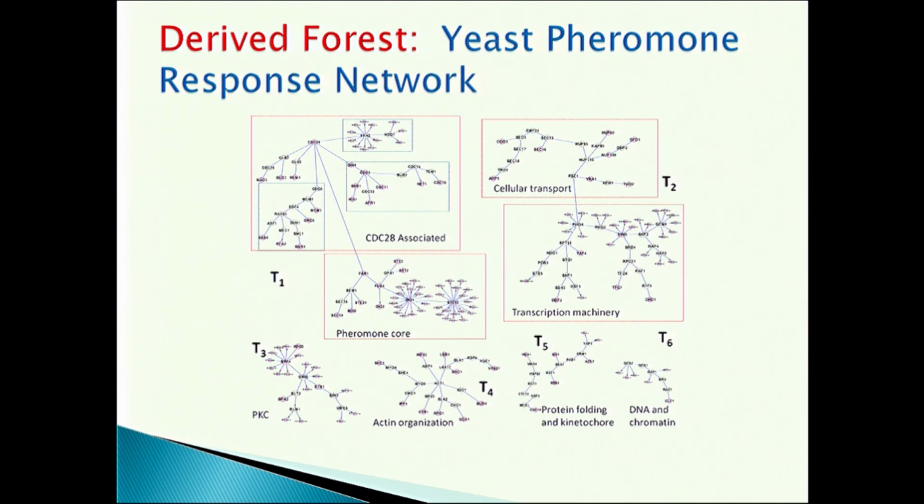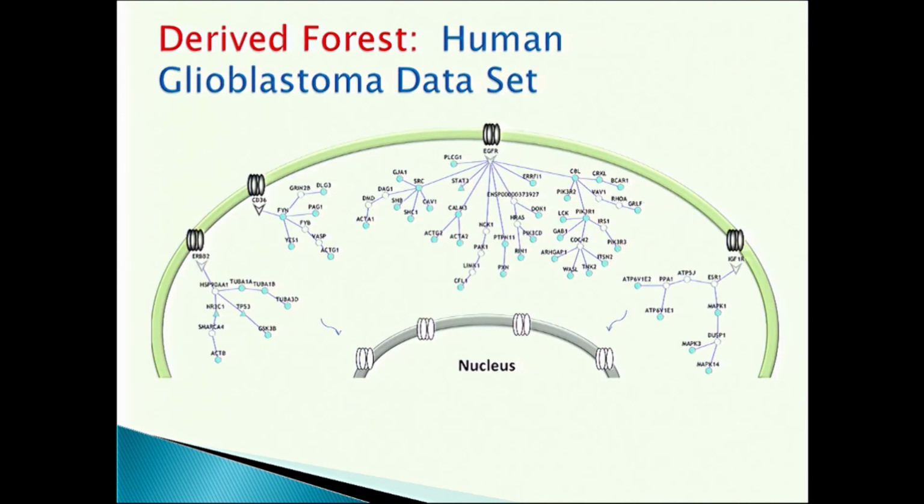Did this again on yeast. We got these very interesting pathways. We did it on glioblastoma. The EGFR one is the pathway we had found before, but we found other parallel pathways.